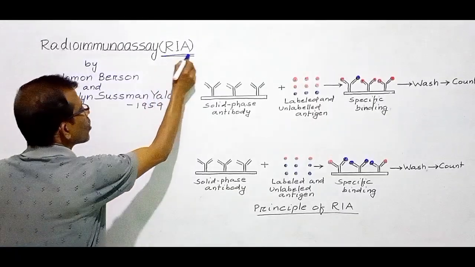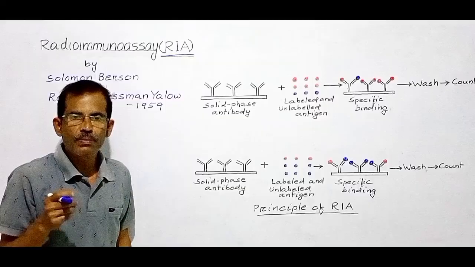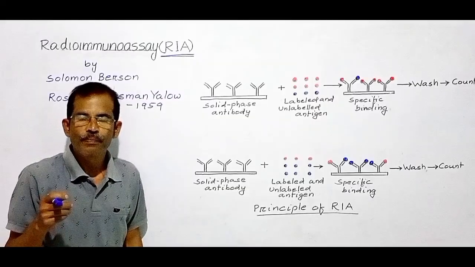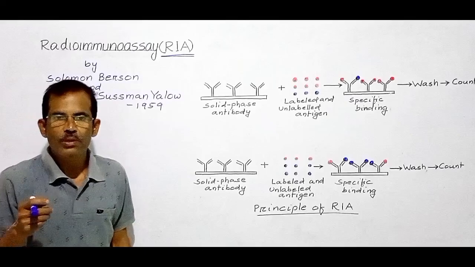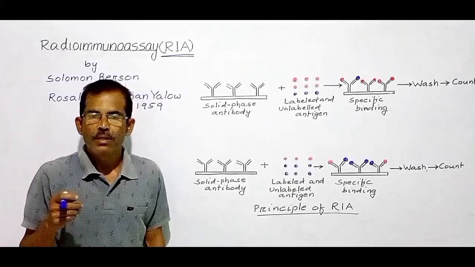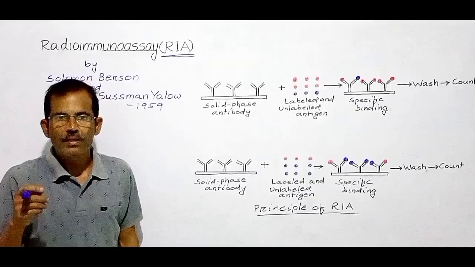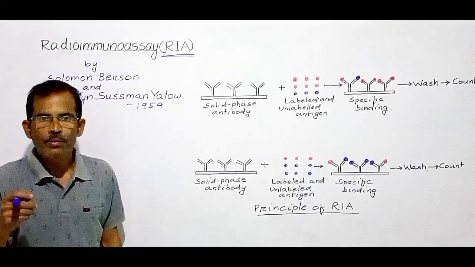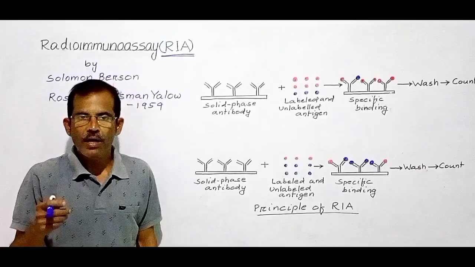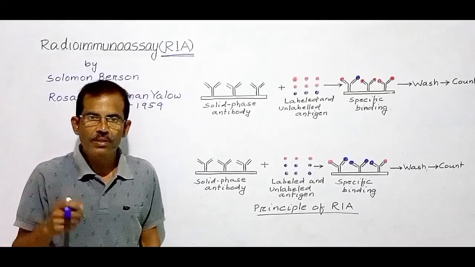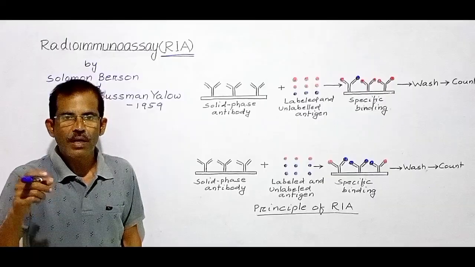Radioimmunoassay, also known as RIA, is a very sensitive in vitro assay technique. It is used to measure the concentration of an antigen by use of a specific antibody. The antigen can be a hormone, an enzyme, a drug, a virus, or any other antigenic substance against which we have a specific antibody.